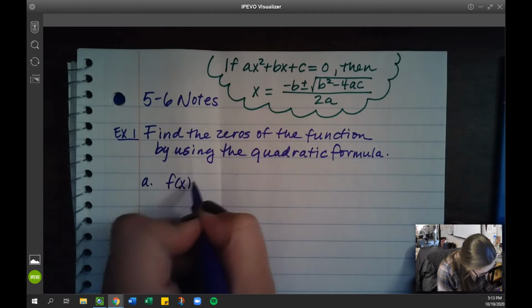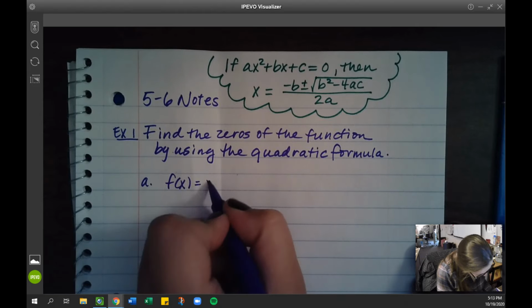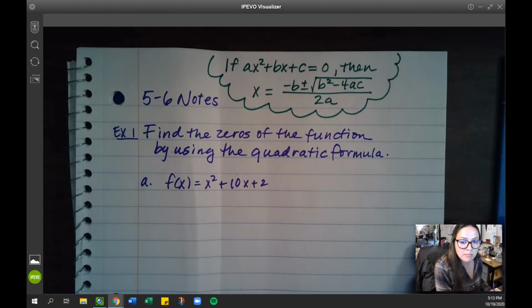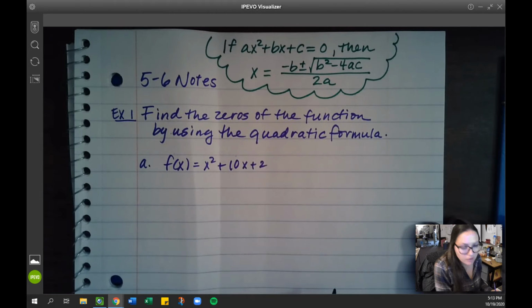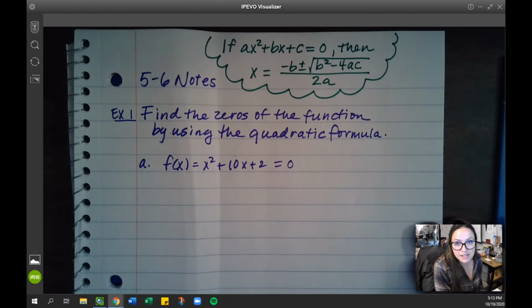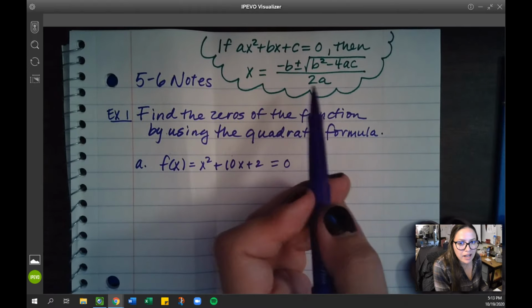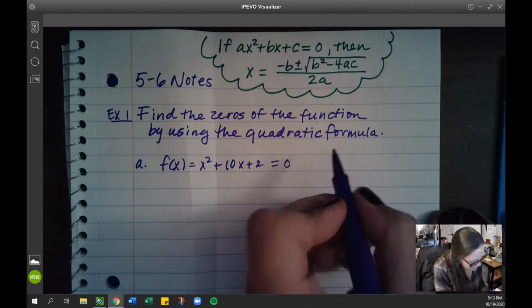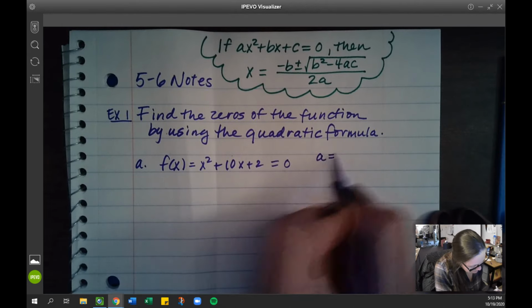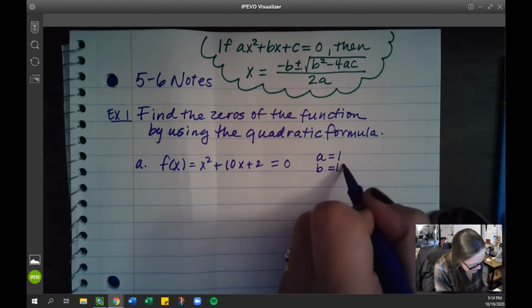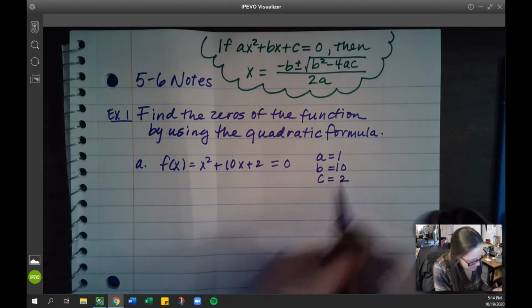f of x equals x squared plus 10x plus 2. First of all, let's set it equal to 0 because that's how we find the zeros. Now, if I'm going to use the quadratic formula, I need to know what a, b, and c are. So let's write those out. A, in this case, is 1. B is 10. And c is 2.